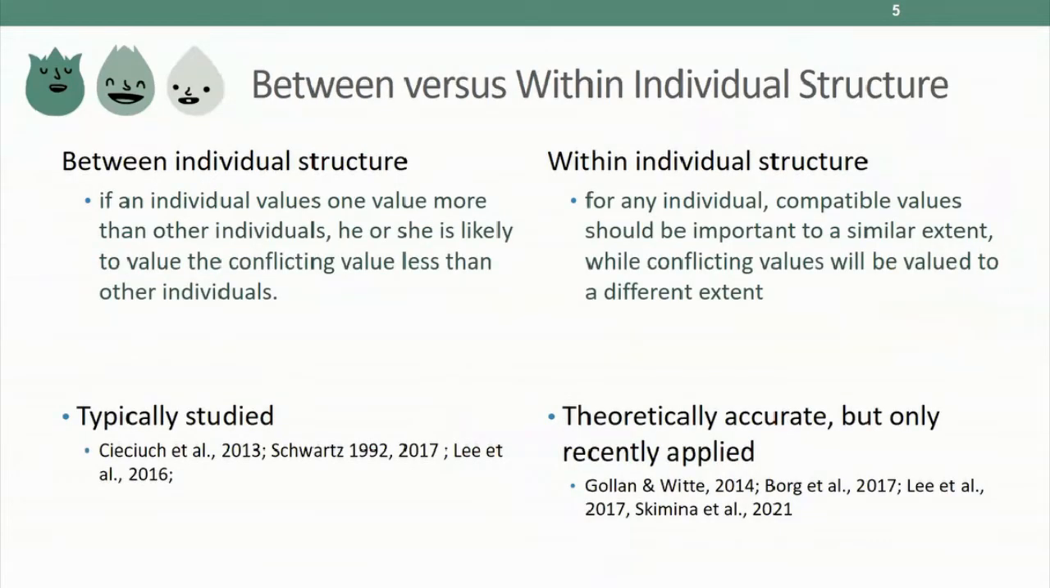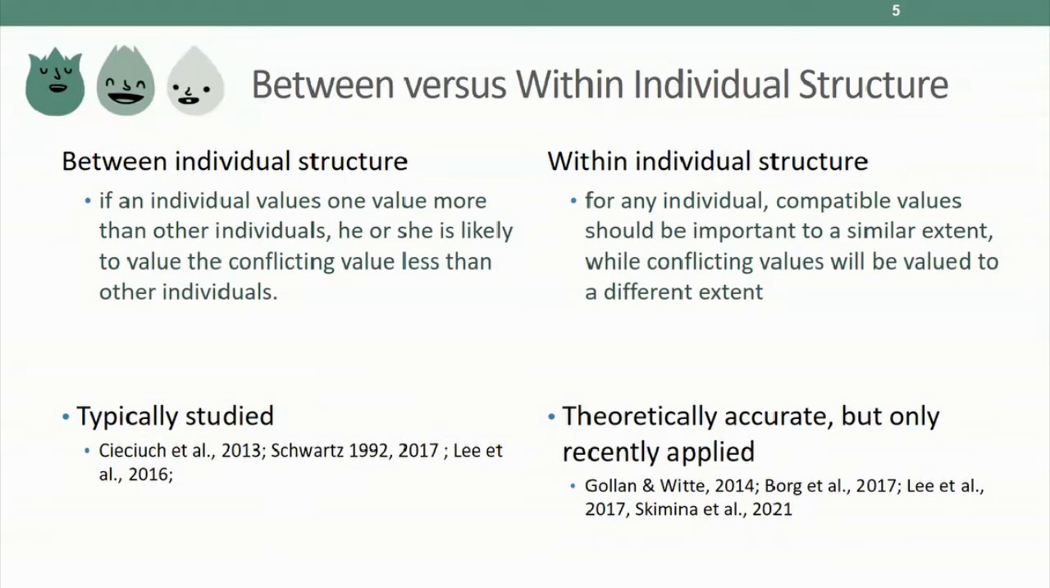The structure of values was typically studied at a between-individual level. What do I mean by that? We usually go to a sample, we pass out questionnaires, people rate or rank their values, and then we check how the values of individuals are associated. So basically, we do correlations between values of individuals.